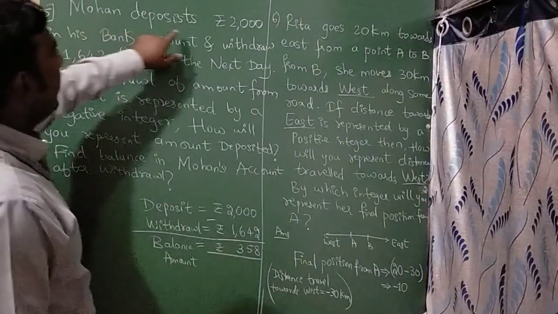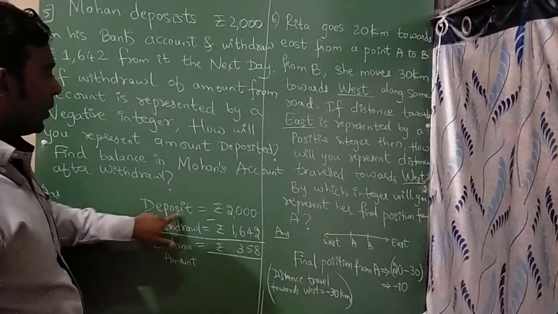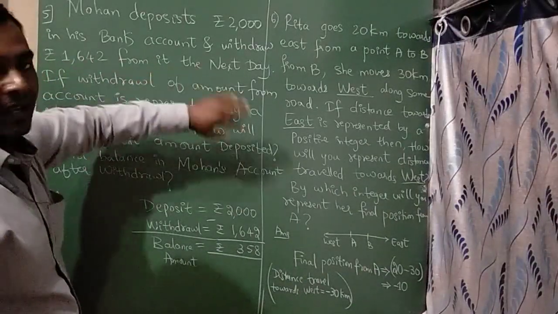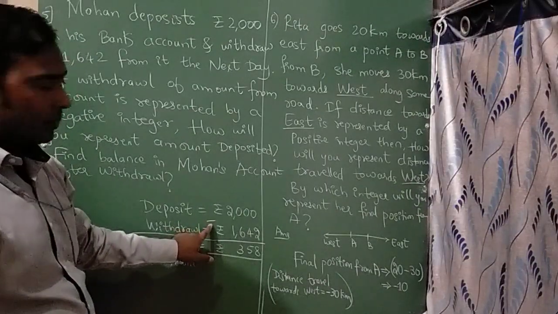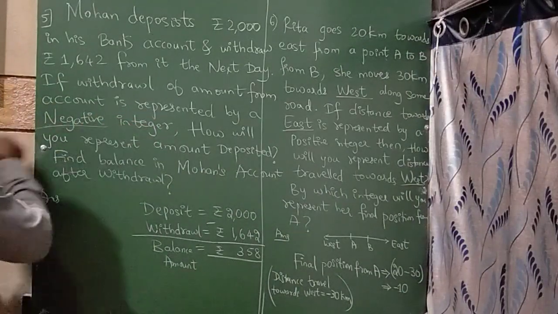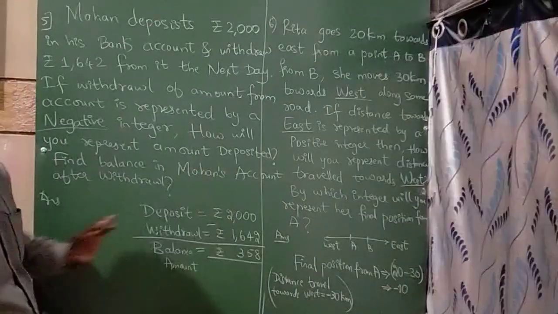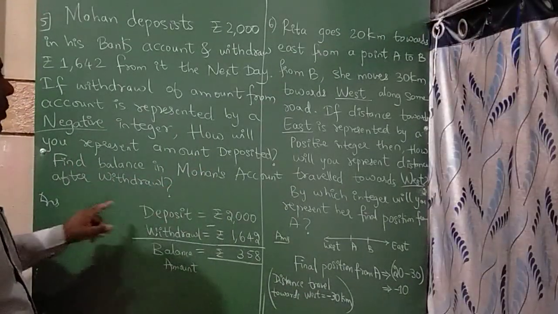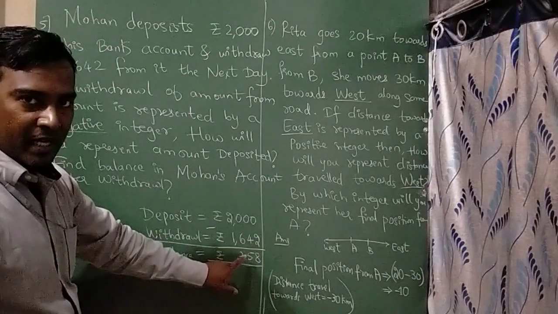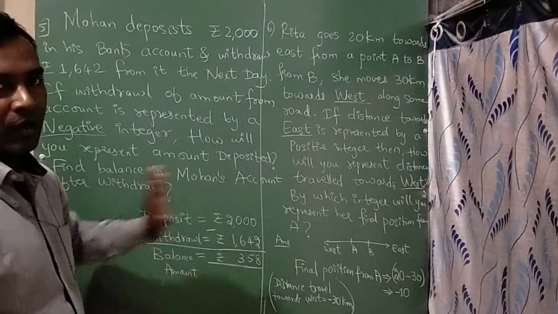Now fifth question is, Mohan deposits 2,000 rupees in his bank account. Okay, so deposit is taken as a positive. Withdraws 1,642 from it in the next day. Withdrawal is always taken as a negative, 1,642. If withdrawal of the amount from the account is represented by negative integer, how will you represent the deposited? So deposited is taken as a positive. Find the balance in the Mohan's account after withdrawal. So deposit minus withdrawal. If you subtract this, you will get 358 rupees as a balance amount in the Mohan's account. Fine.